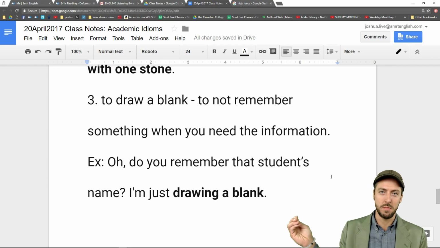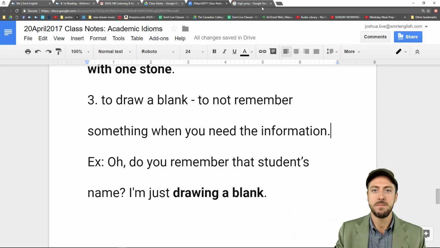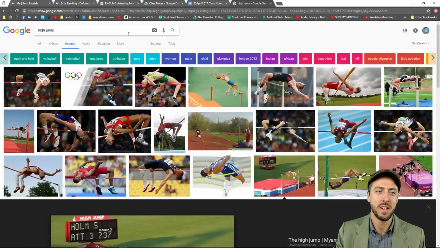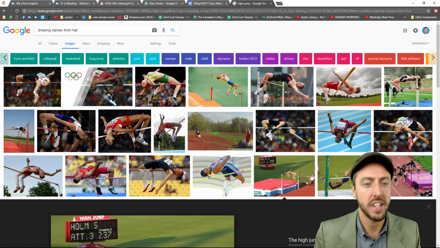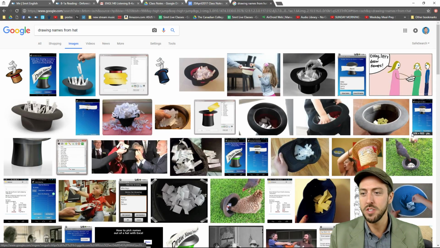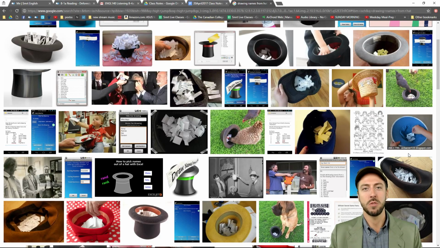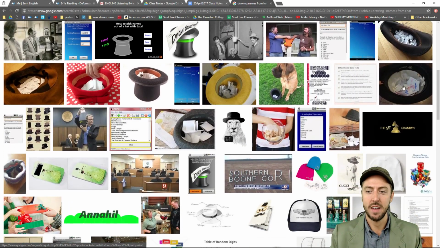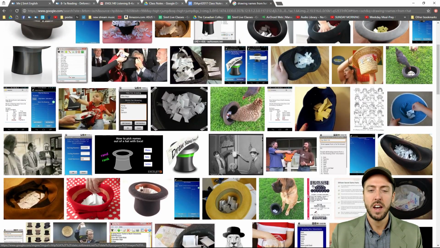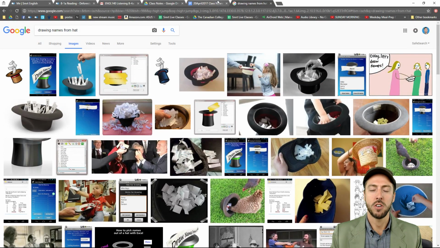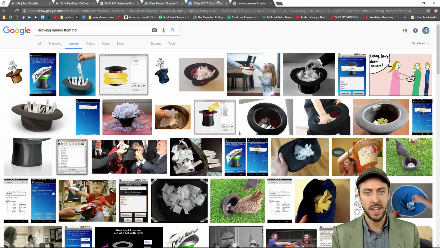Now to draw something, you can draw something out. I picture, when I think of this idiom, names from a hat. Drawing names from a hat, right? We do this to choose for like games or voting, things like that. So we draw names from a hat or from a bowl, and I think of this because we often use this idiom when we are trying to recall someone's name or something's name, like a song name or movie title or a book name. We'll say, "Oh, I'm drawing a blank."